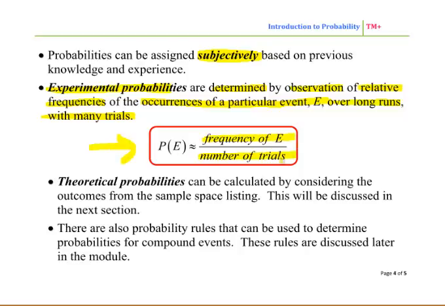So for example, I might toss a die and then count up how many times a 1 occurs in 100 goes. And you would expect that to be 1 in 6 because technically it's a theoretical probability. We can look at the sample space and we'll discuss that in the next section.